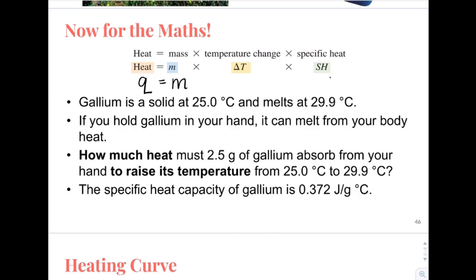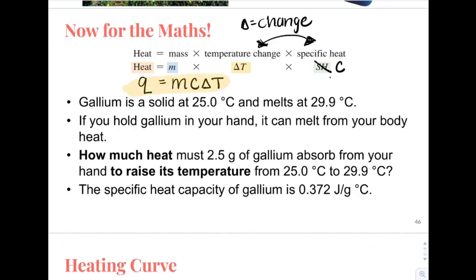And then I changed these two because it makes a nice little saying for this equation. Specific heat, we're going to use C, and then we're going to use the change in temperature. Delta means change. So let's look at this equation really quick. I want you to use this equation here. This is the one you're going to get on your periodic table.